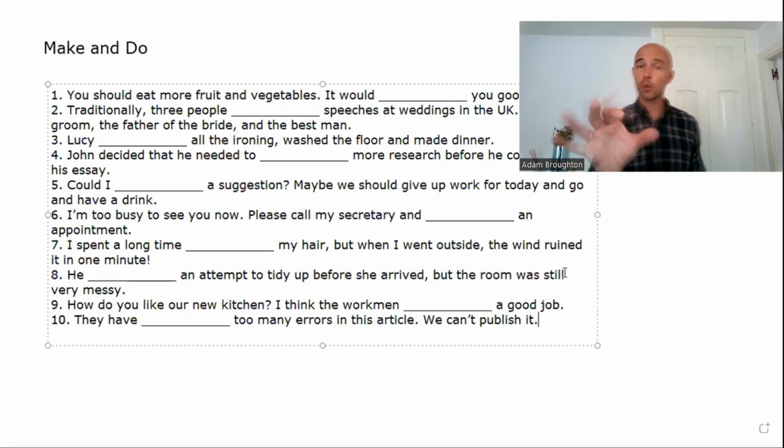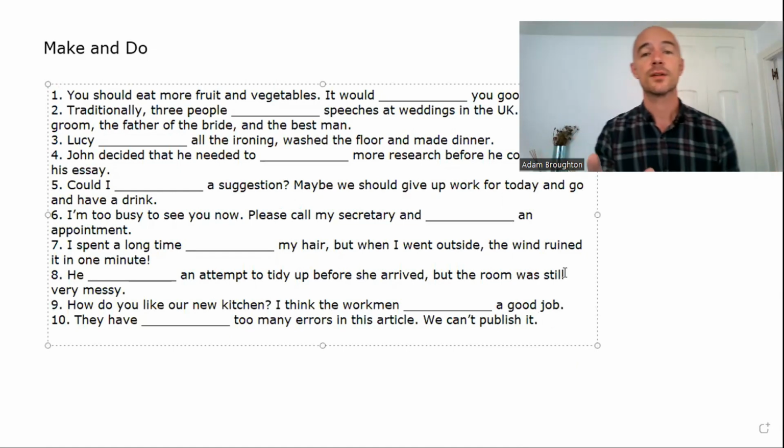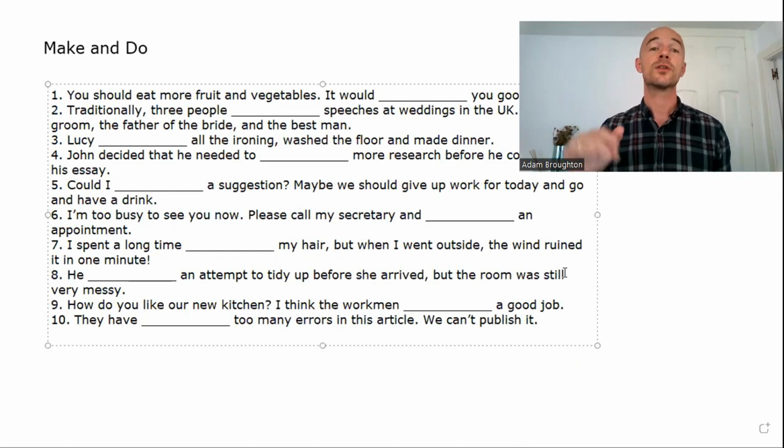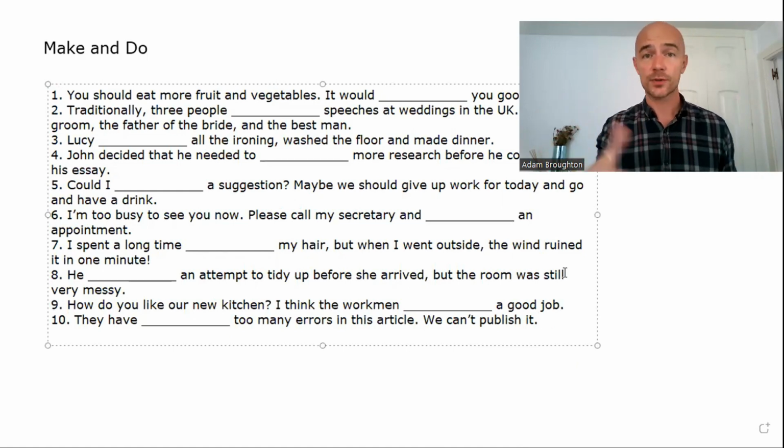Good. So if you want, pause this video, read these sentences and decide, is it do or make in each of these sentences? And also consider the form. So what form would the verb take in each of these sentences? So if you want, pause the video now, and then we'll check in a moment. Okay, so hopefully you've completed this and you've completed it perfectly. So let's have a look.